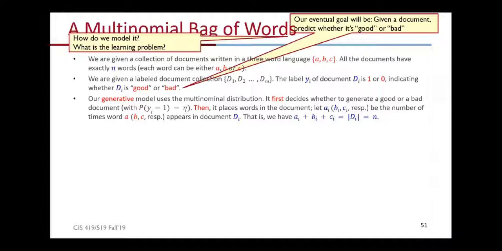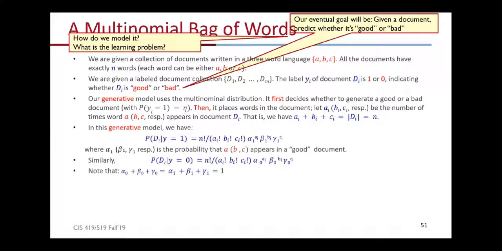Then, once we decided whether it's good or bad, we place words in the document with some probabilities. So Ai, Bi, and Ci are going to be the number of times the words A, B, and C appear in document Di. That is, the sum of Ai, Bi, Ci is N. And we're going to have different probabilities for Ai, Bi, Ci for good documents and for bad documents, right? This is actually what characterizes the document. So I'm going to assume this.